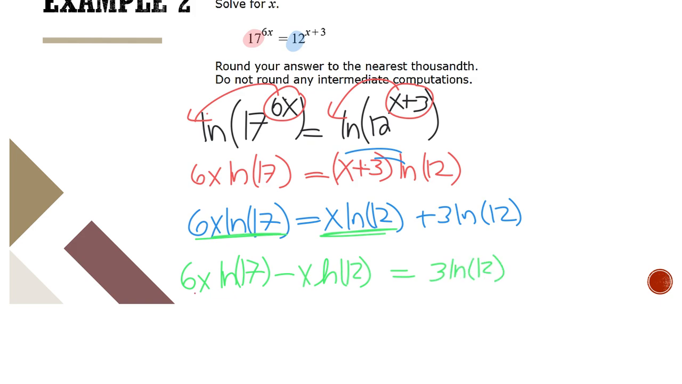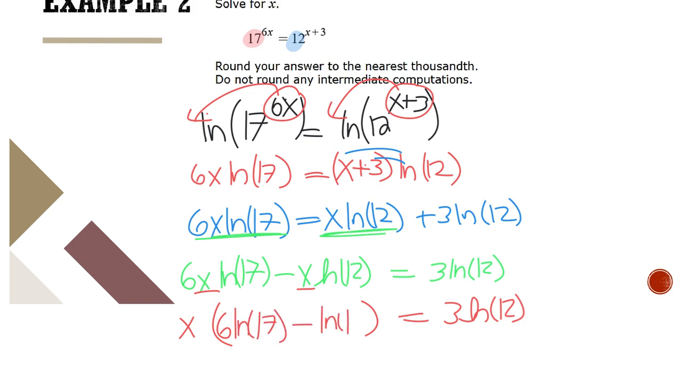Now, the reason why is they share x, so we can actually factor that x value out of that whole thing. So in this case, what is left is we still have a 6 and a natural log of 17, and we're subtracting the natural log of 12. So we're just saying, hey, that has an x, that has an x, take it out.